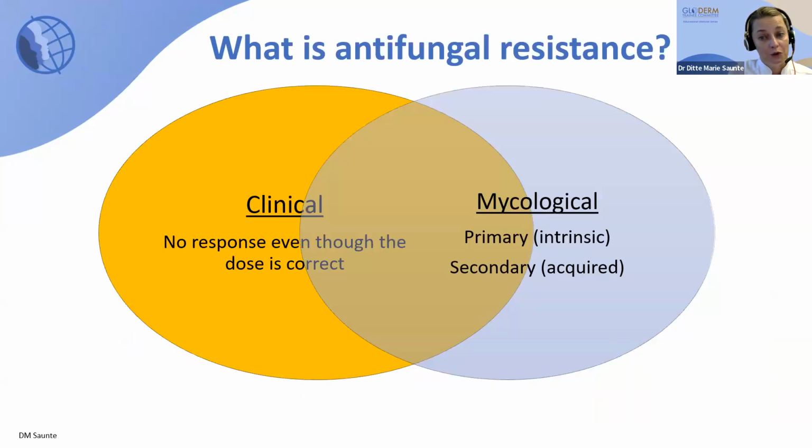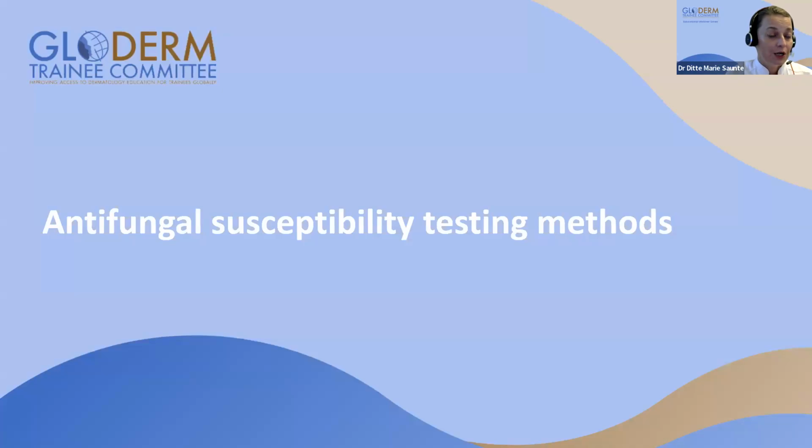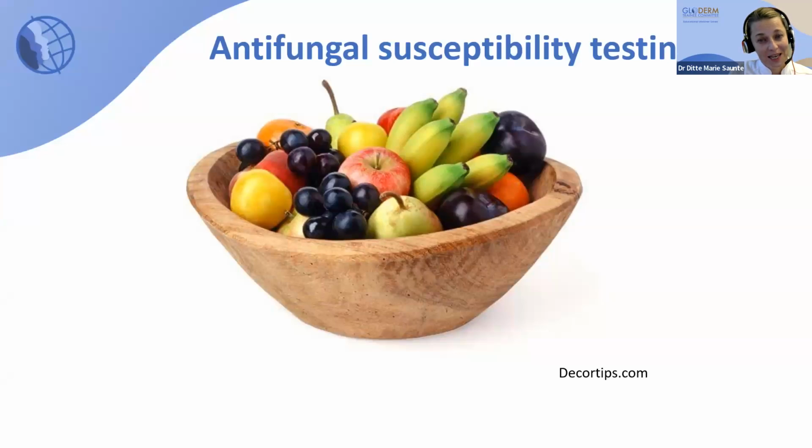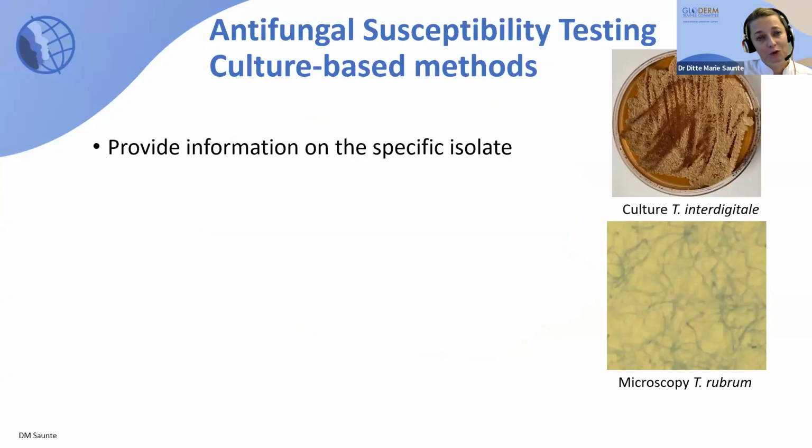Okay, now we're going to talk about this secondary acquired resistance and how we diagnose it, and that could be done by performing antifungal susceptibility testing. I'm just going to show you a variety of antifungal susceptibility testing, as it is a big mess, a big football of different methods that have been published over time. The most important thing that you should remember from this is that when you perform antifungal susceptibility testing on a culture, you provide information on the specific isolate for that specific patient, and that is very important for that specific patient to know the exact MICs of his or her isolate.